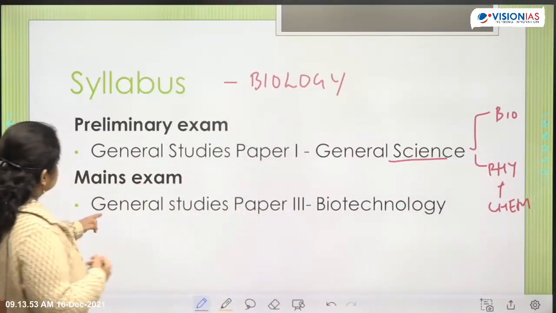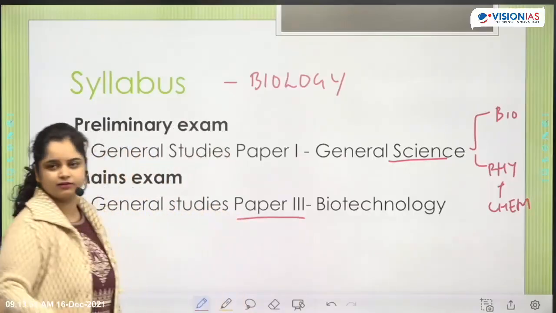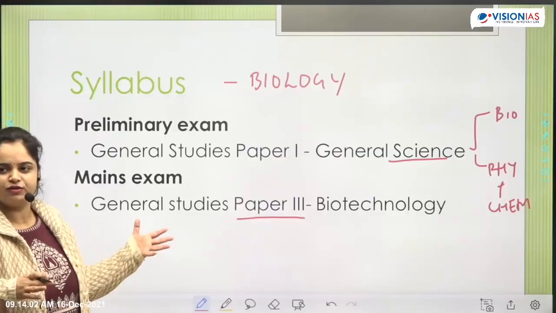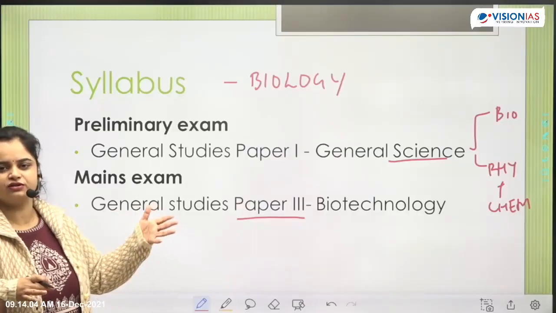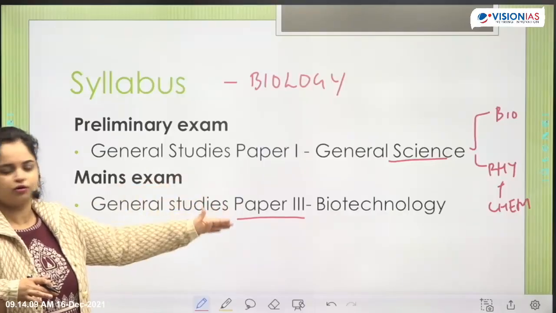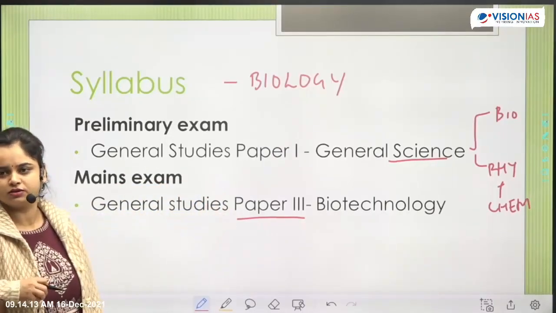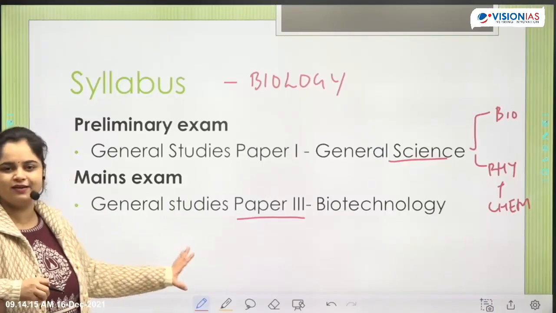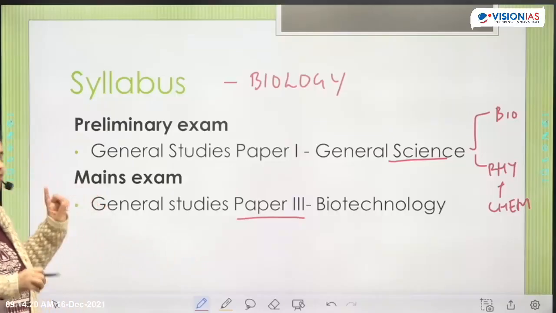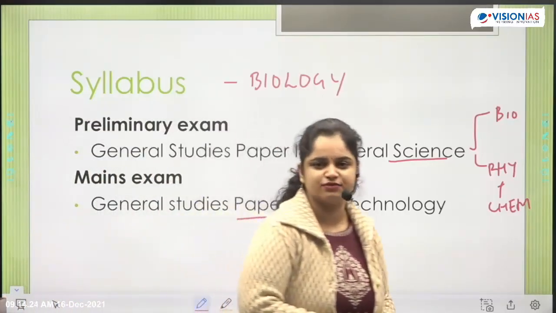The mains exam has General Studies paper 3, and in that paper there is a long line which says aspects of different technologies, and then they mention all the technologies in one line: nanotechnology, robotics, all of that. Out of that, one point is biotechnology. So we will be dealing with some aspects of biotechnology here. We'll have one assignment question, otherwise you will only have practice MCQs here.